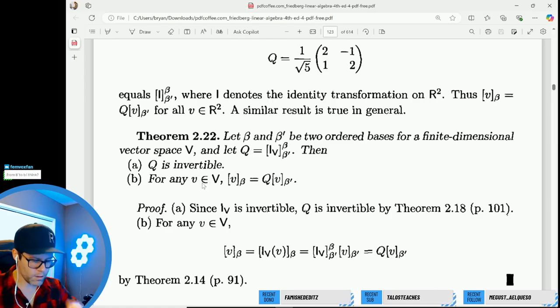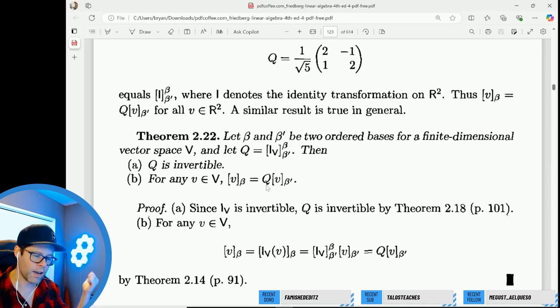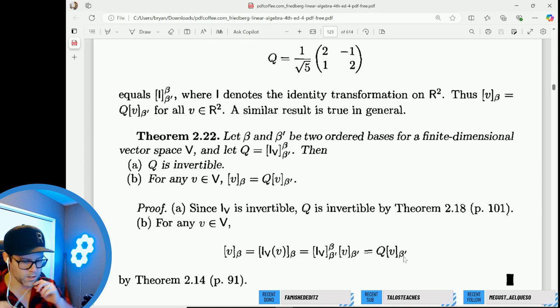For part B, they're saying that if I take a vector in V and express it in terms of its coordinate vector, this should be equivalent to expressing V with respect to basis B prime and multiplying it by Q. So Q is this transition matrix that transitions a vector with respect to B prime into the vector with respect to the B basis, or the beta basis. Okay, that makes sense. This is a little bit of that structure that Gumboy had set up for us over the last couple of presentations, right? So that's our proof for part B.